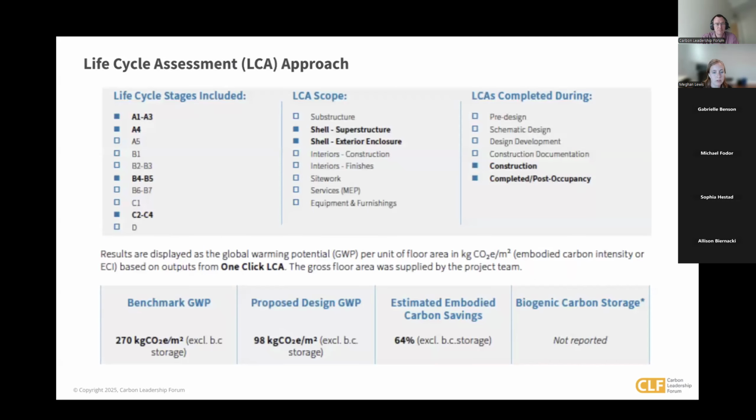And this is just, we have these for all of the case studies in the publication just to show for the modeling that happened what was included. So this one focused on A1 through A4, B4, and B5, so the replacement of materials and end of life, as well as the superstructure and enclosure, and was done after construction.